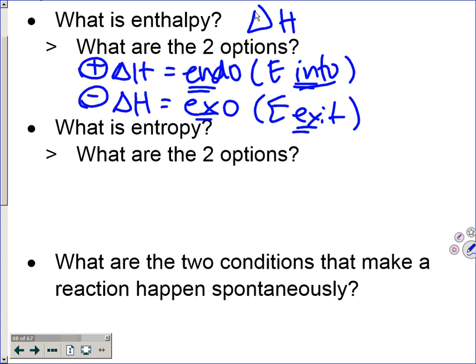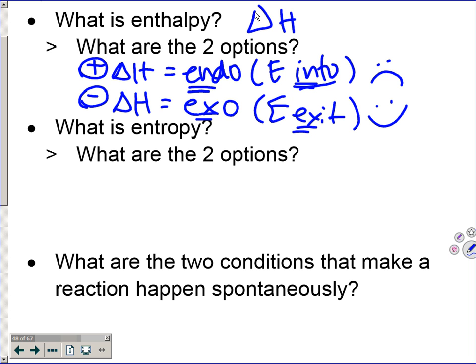Which of these is more favorable to the universe? Exo, because the reaction doesn't want all that pent-up energy. It's releasing it to the universe, which makes the end of the reaction, the overall, more stable. And then endo is not favorable to the universe. So I was using happy faces and sad faces to help indicate that.